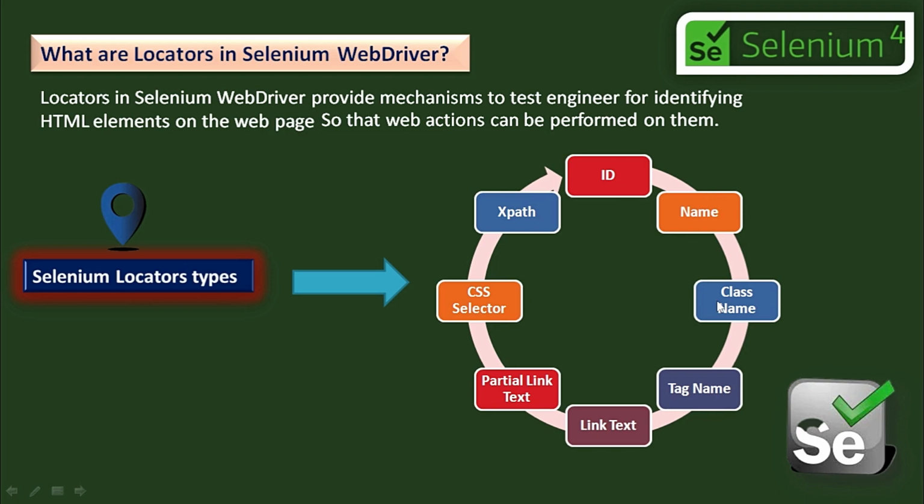We can easily identify and locate the web element on the web page. So here is one interview question: tell me the names of all the locators available in the Selenium WebDriver. Then you should tell all these names: ID, name, class name, tag name, link text, partial link text, CSS selector and the XPath. These are the Selenium locator types. We can use these locators in the Selenium WebDriver to identify the particular web elements on the web page, and then we can start our automation testing.